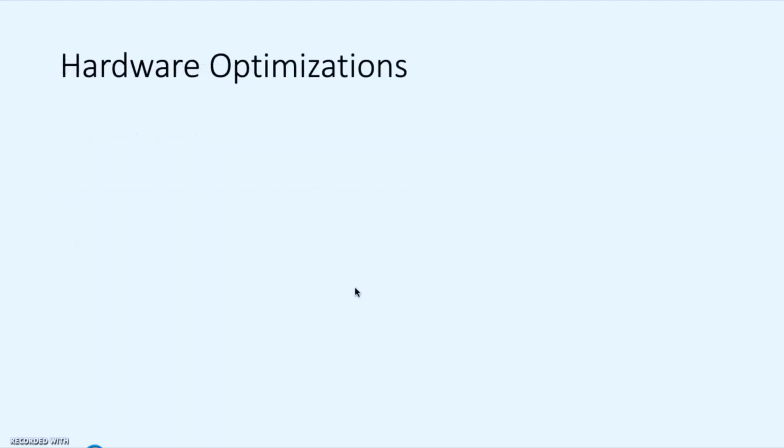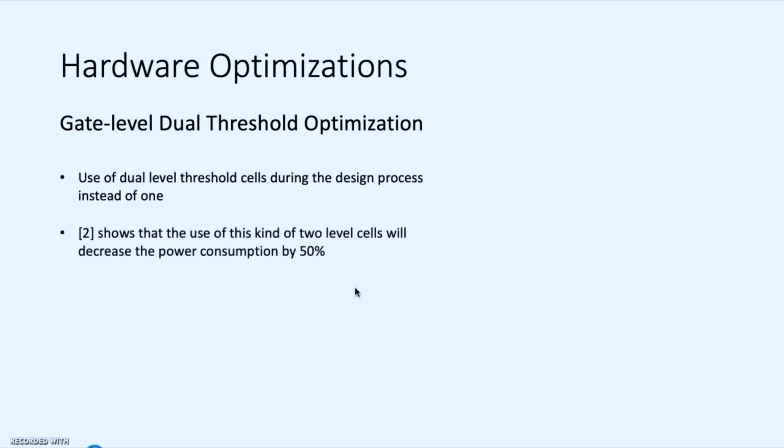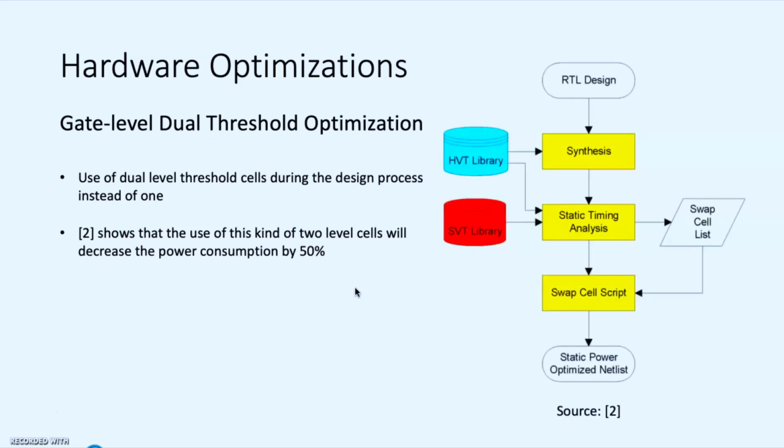So let's see one by one about the hardware optimization. Gate level threshold optimization basically says that instead of using one threshold cell, you can use two threshold cells, one with a higher threshold value and one with a lower threshold value. Using two level cells will decrease the power consumption by 50% according to a paper that I've gone through. The diagram on the right is taken from that paper.